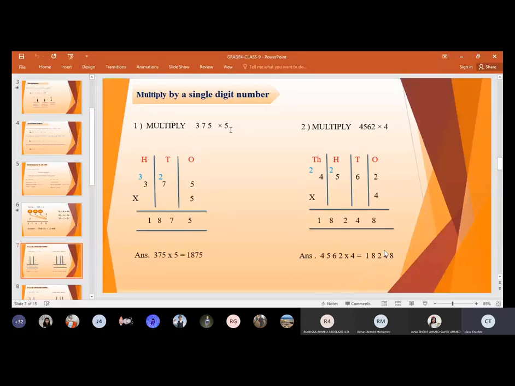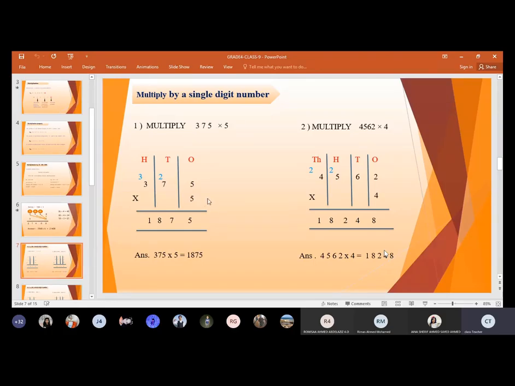So 375 is multiplied by 5. For the first step, write the number according to the place value. So the place value here, only three numbers are there. So 1, 10, and 100. Write that number: 1's place 5 and 10's place 7. 100 is 3. So this number is multiplied by 5. So don't forget the multiplication symbol and write 5. Okay, how can we multiply this number?